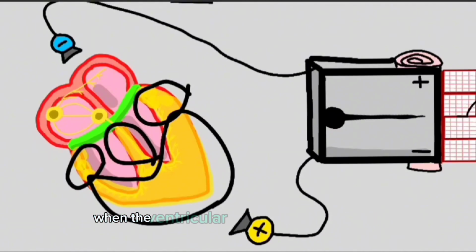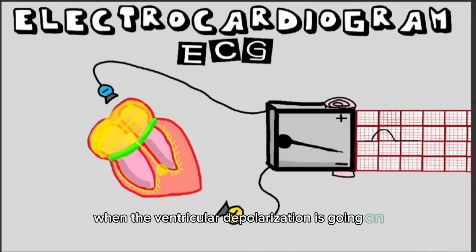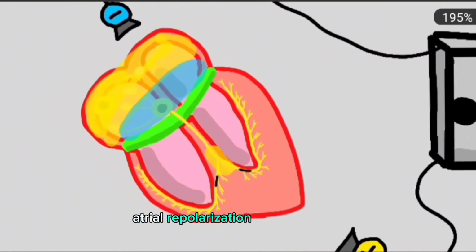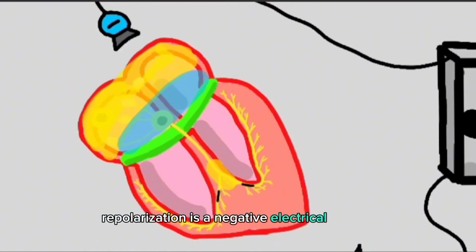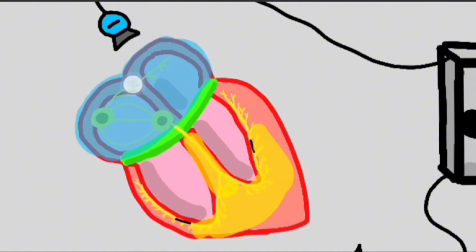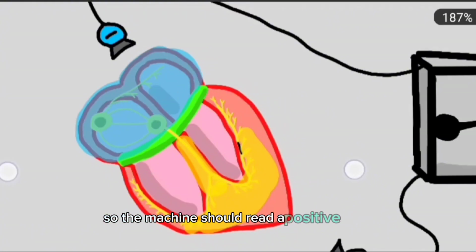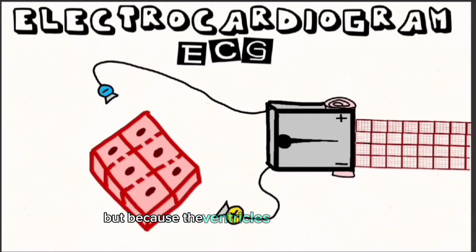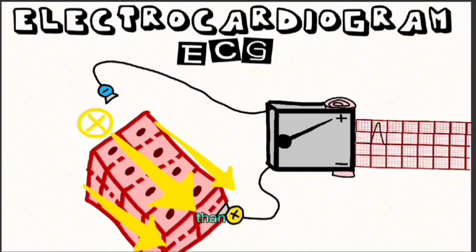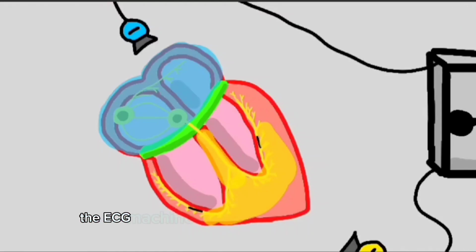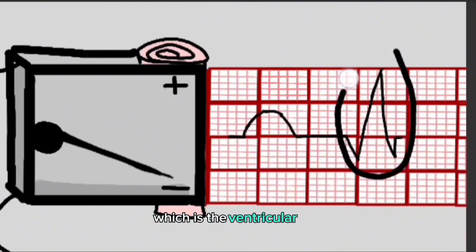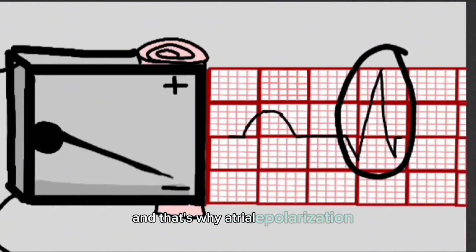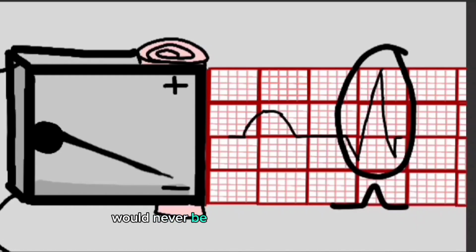At the time when the ventricle depolarization is going on, atrial repolarization is taking place. Repolarization is a negative electrical current moving towards the direction of the negative electrode, so the machine should read a positive wave. But because the ventricles are much thicker than the atria, the ECG machine could only record the larger wave, which is the ventricular one, and that's why atrial repolarization would never be recorded by the machine.